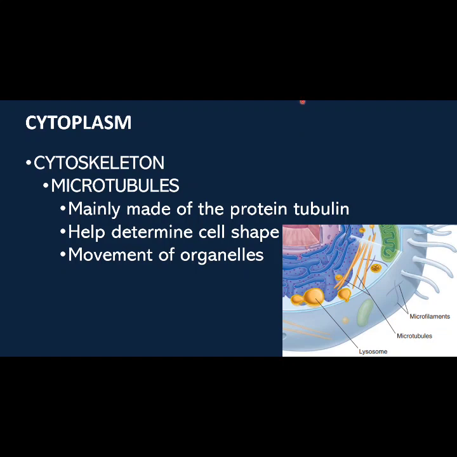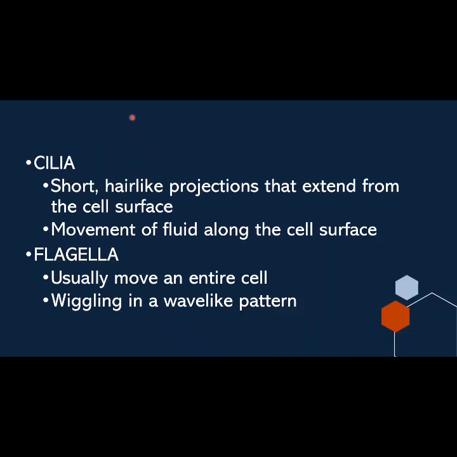To sum up, your cytoskeleton serves as a scaffold that helps determine a cell's shape and organize the cellular contents. It also helps in the movement of organelles within the cell, of your chromosomes during cell division, and of the whole cell, such as during phagocytosis accordingly. Next, you have your cilia and your flagella.